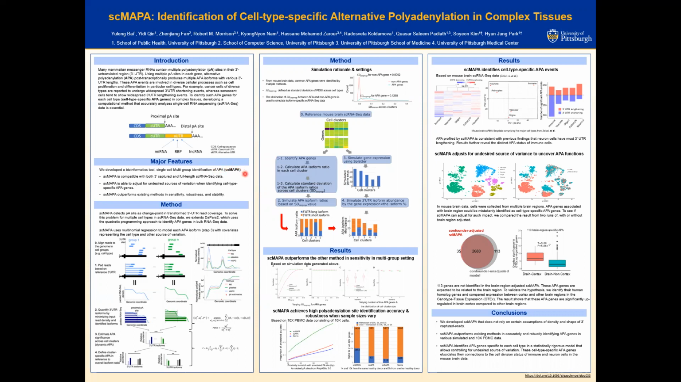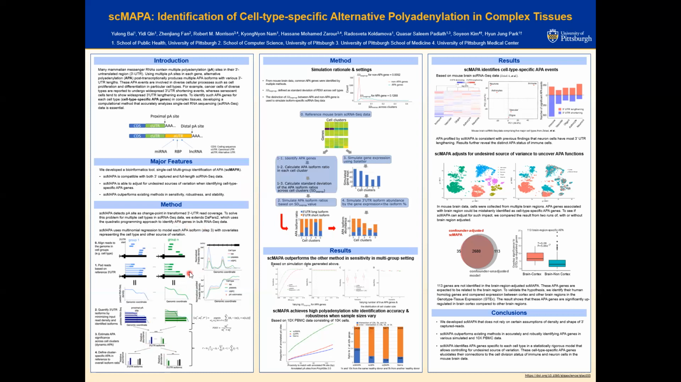First, scMAPA is compatible with both 3' captured and full-length single-cell RNA-seq data. Second, scMAPA can adjust for undesired sources of variation, such as the sample origins, if samples were extracted from different tissues. Third, in both simulation and real data, scMAPA outperforms existing methods in sensitivity, robustness, and stability. Next, I will briefly walk you through the major steps of scMAPA algorithms.